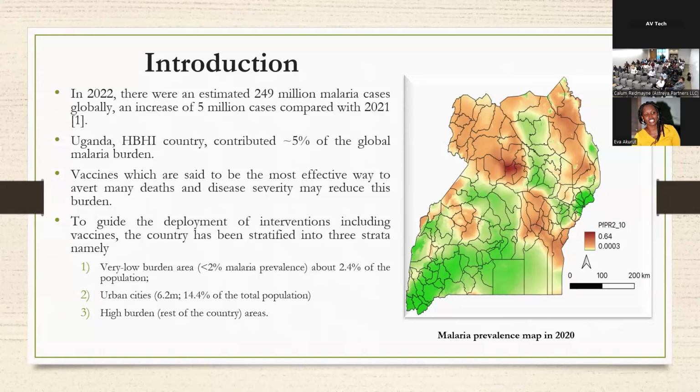So to guide deployment of interventions, including vaccines, Uganda has been stratified into three different strata. So we have the low burden areas, that is about 2.4% of the population. Then we have the urban cities making up 14.4%, and then the rest of the country is the higher burden. So on our right, that is the map in 2D.